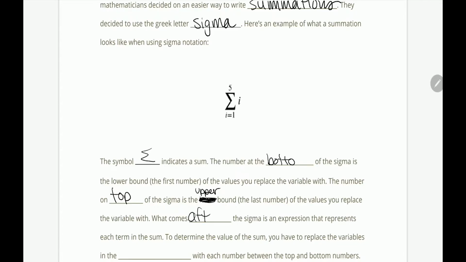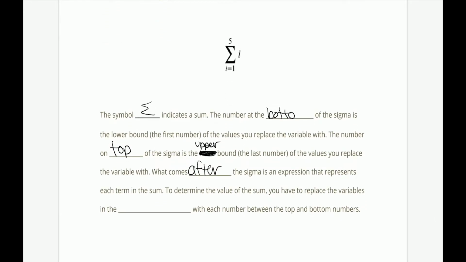Whatever comes after the sigma, so here we have this i, is the expression that represents each term in the sum, each thing that we're actually adding together. In order to determine the value of the sum, you're going to replace the variable, this i, in the expression after the sigma, with each number between the top and bottom numbers.